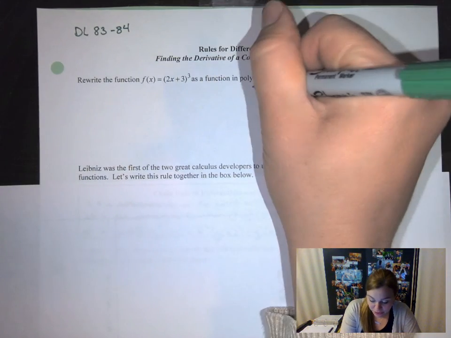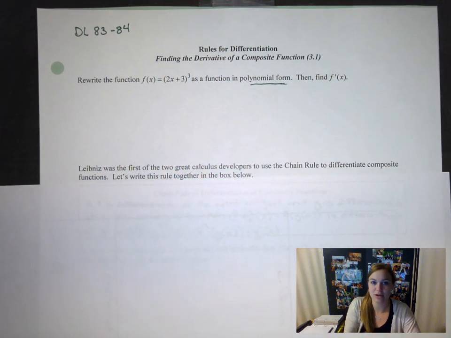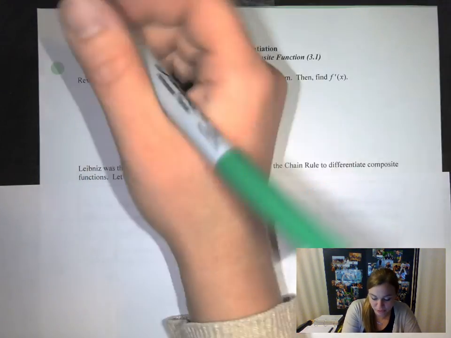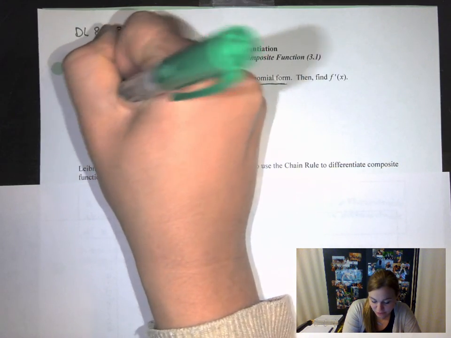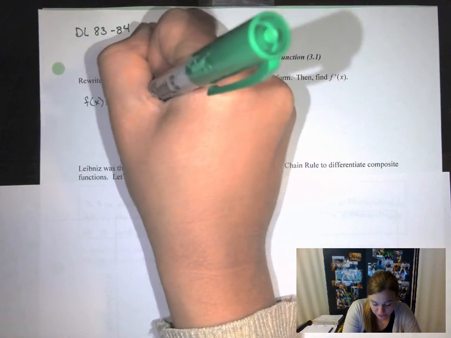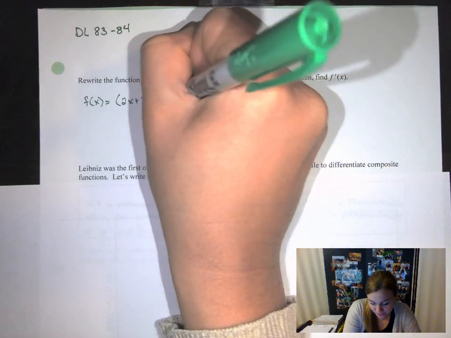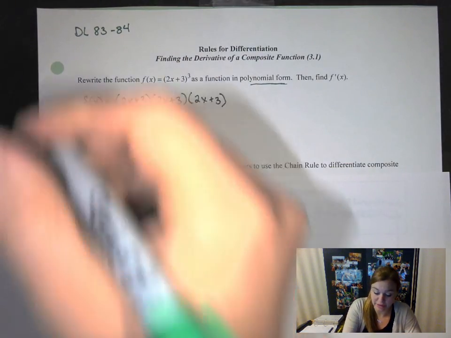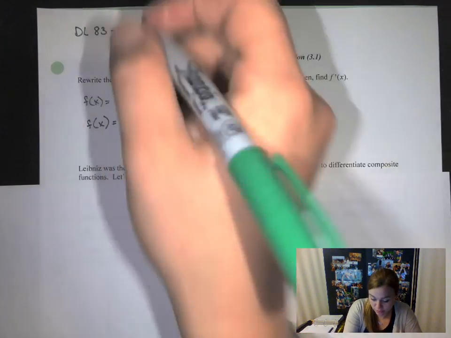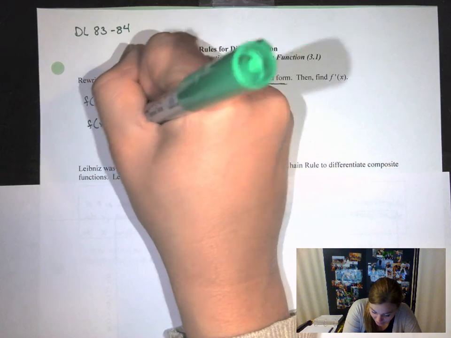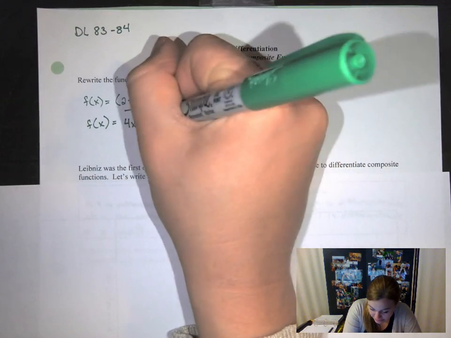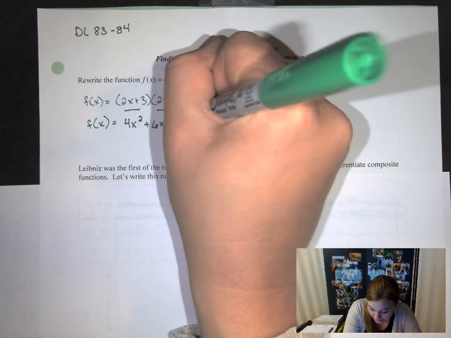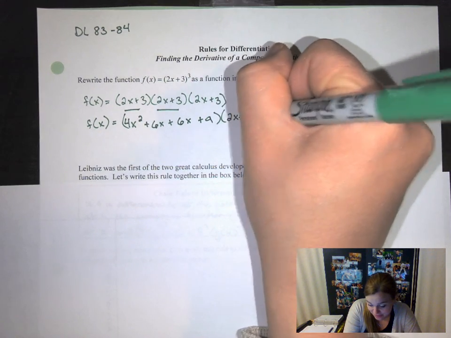For right now, what I'm going to do is just take the derivative the same way that I did a couple days ago using the product rule. So I'm going to put it in polynomial form, meaning I'm going to write out f of x is equal to 2x plus 3 times 2x plus 3 times 2x plus 3. You can do this now too, but it's going to take some time. I'm going to multiply these first two binomials first. So I get 4x squared plus 6x plus 6x plus 9. And then I need to multiply that by 2x plus 3.